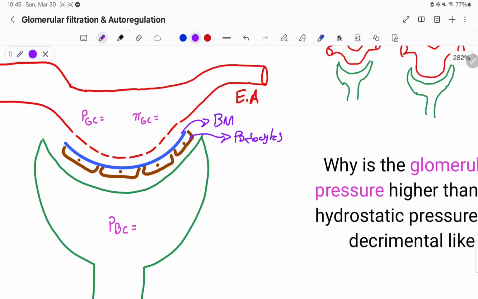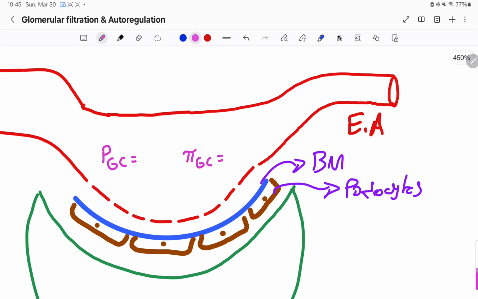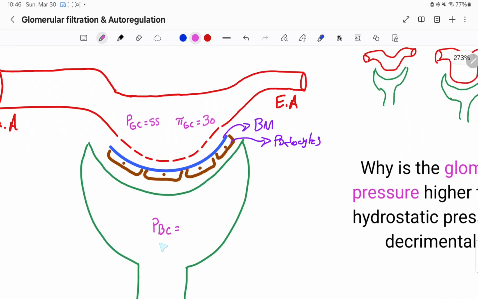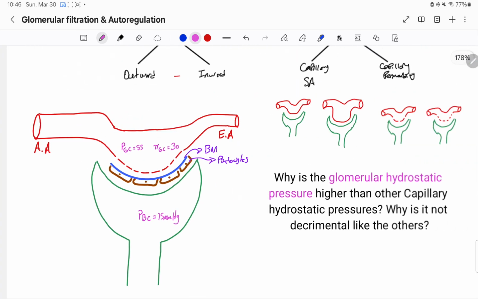Now, if you remember, we have a hydrostatic pressure inside of the capillary, which is just the blood pressure. That will be around 55 millimeters of mercury. You also have an osmotic pressure, the osmotic glomerular capillary pressure. GC stands for glomerular capillary. The osmotic pressure, if you remember, is caused by plasma proteins, mainly albumin, and over here it's about 30 millimeters of mercury. In the Bowman's capsule, BC, there is only a hydrostatic pressure. There is no osmotic pressure. The hydrostatic pressure is about 15 millimeters of mercury, and I'll tell you where that's coming from in a second.